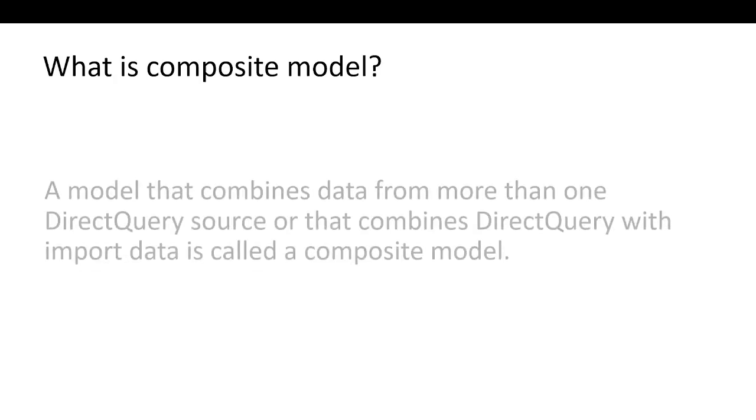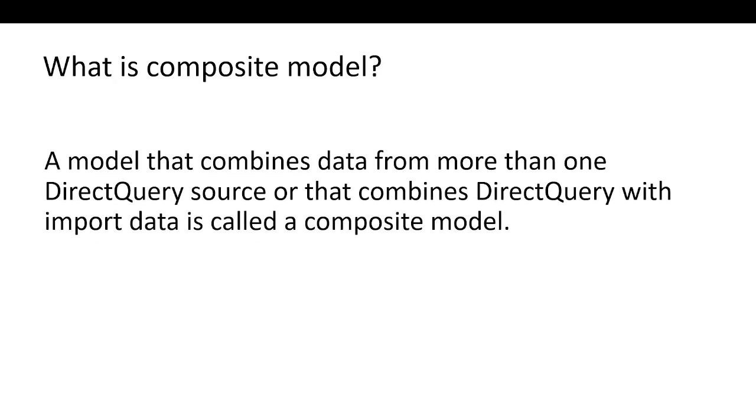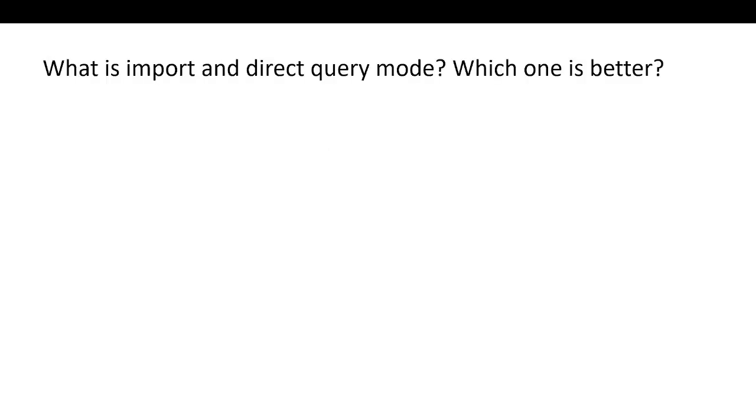What is a composite model? A model that combines data from more than one, meaning different data source modes. One is direct query, one is import. If a combination of more than one is there, then we say this is a composite model.